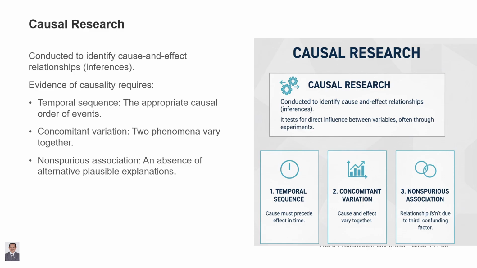Lastly, and perhaps most crucially, we must establish a non-spurious association. This means we have carefully ruled out all other plausible explanations for the observed effect. This ensures the relationship isn't merely a coincidence or attributable to another hidden variable.